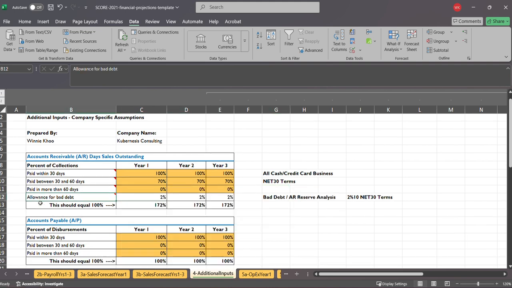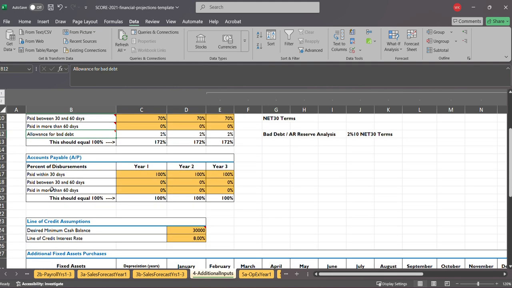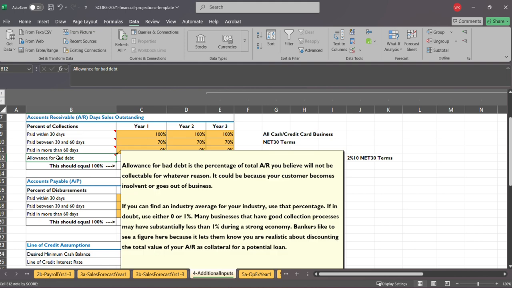Now, the last section here is allowance for bad debt. Allowance for bad debt is the percentage of total AR you believe will not be collectible for whatever reason. It could be because your customer becomes insolvent or goes out of business. If you can find an industry average for your industry, use that percentage. If in doubt, use 0 or 1%. Many businesses that have good collection processes may have substantially less than 1% during a strong economy. Bankers like to see a figure here because it lets them know you are realistic about discounting the total value of AR, accounts receivable, as collateral for a potential loan.